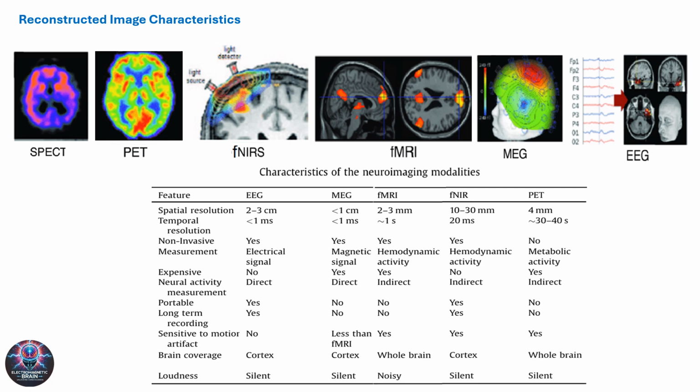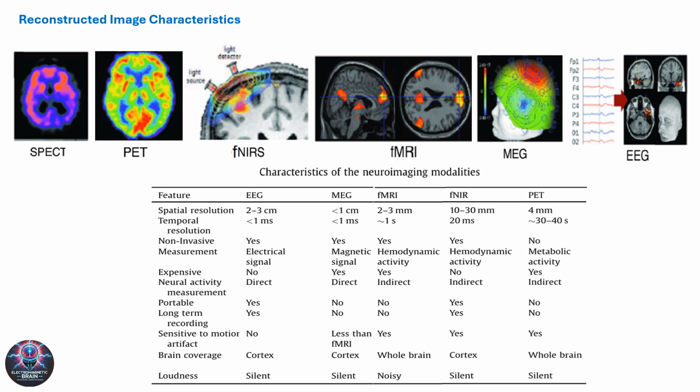On the left side of the slide, we see images from SPECT and PET. These techniques measure metabolic activity in the brain. The raw data from gamma ray emitters is reconstructed into images, as seen in the PET image, which highlights metabolic brain activity. SPECT similarly focuses more on blood flow. PET has a higher spatial resolution, 4 millimeters, compared to SPECT, 2 to 3 centimeters, and it measures metabolic activity, unlike SPECT, which primarily measures blood flow.